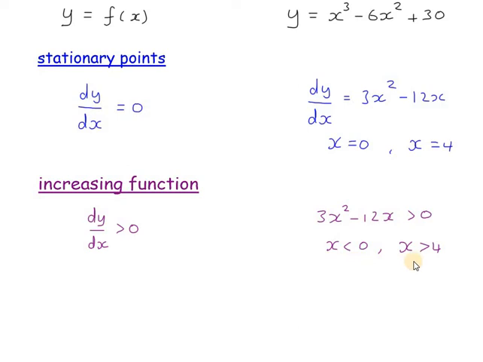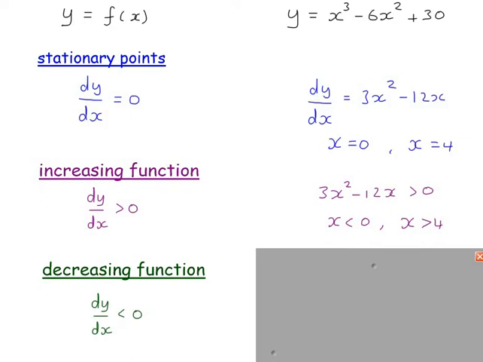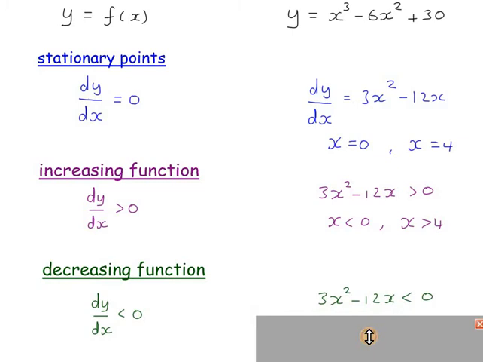Okay, so dy/dx, we make that greater than 0 and solve for our solution. So for x less than 0 and for x greater than 4, the function is increasing. That's where the gradient is positive on your graph. For a decreasing function, the derivative is less than 0, it's negative. So dy/dx less than 0, and then we solve to get our solution. So between x equals 0 and x equals 4, the gradient will be negative. It's a decreasing function.